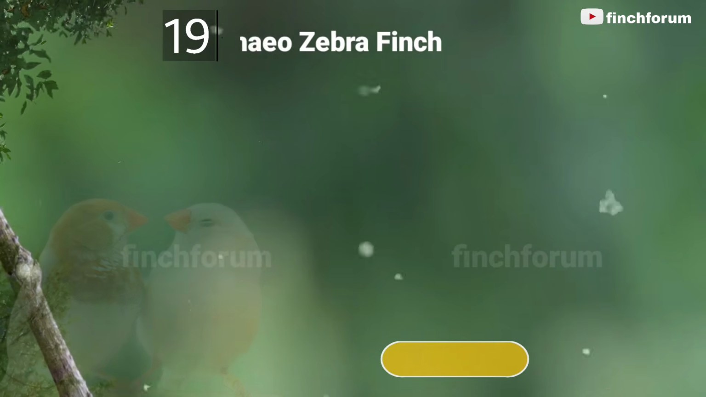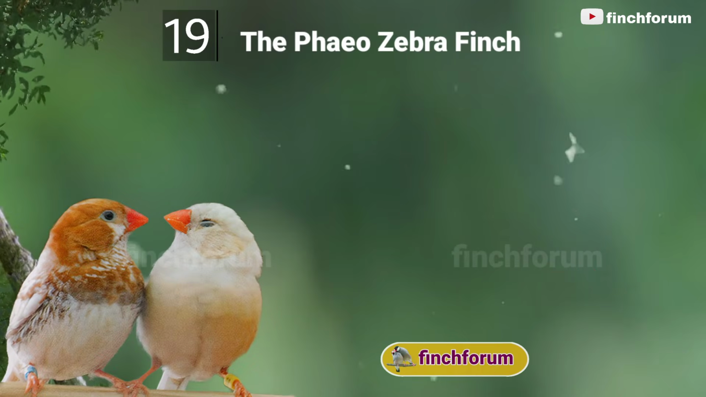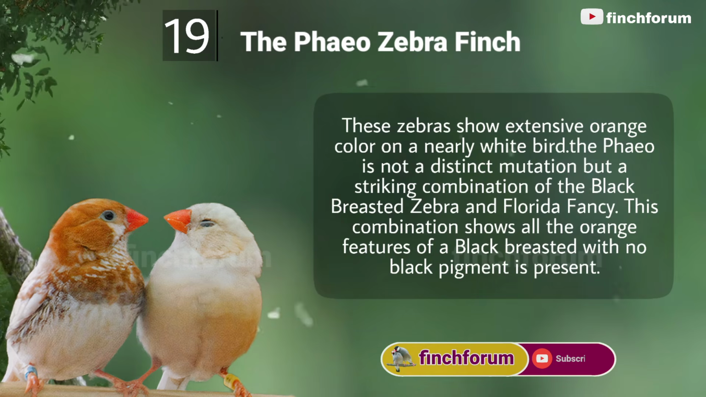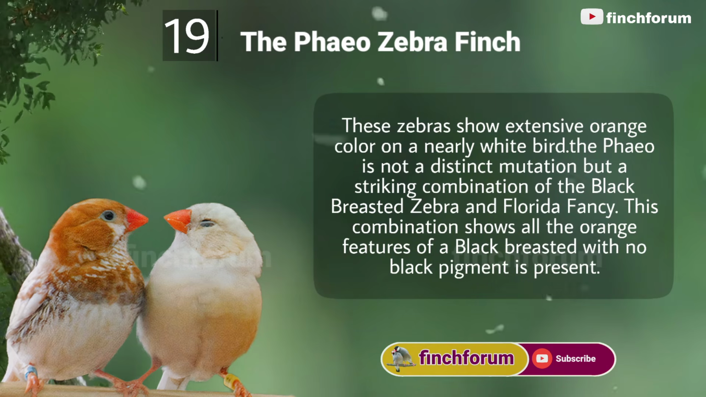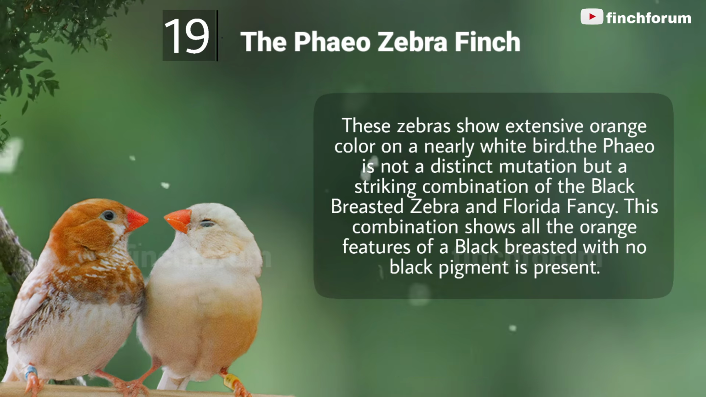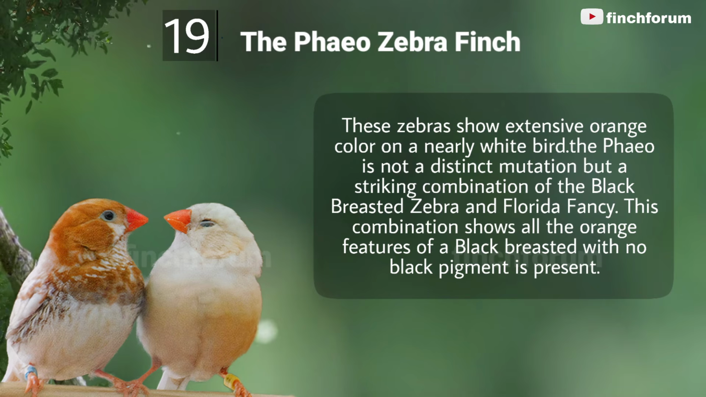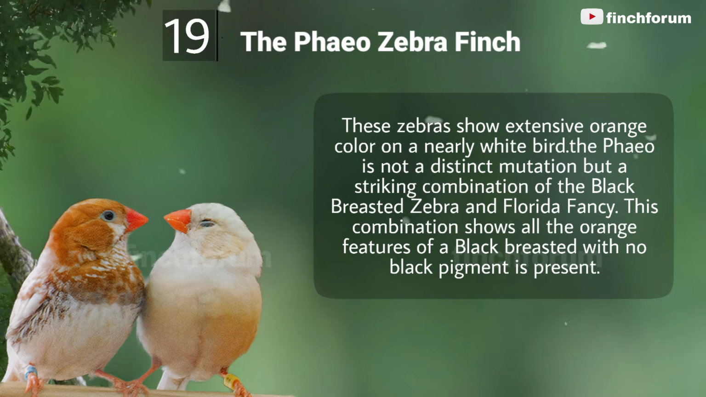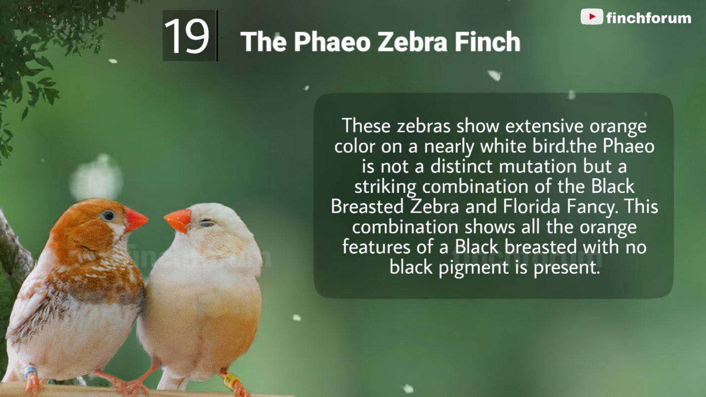Number 19. The Pheo zebra finch. These zebras show extensive orange color on a nearly white bird. The Pheo is not a distinct mutation but a striking combination of the black-breasted zebra and Florida fancy. This combination shows all the orange features of a black-breasted with no black pigment present.